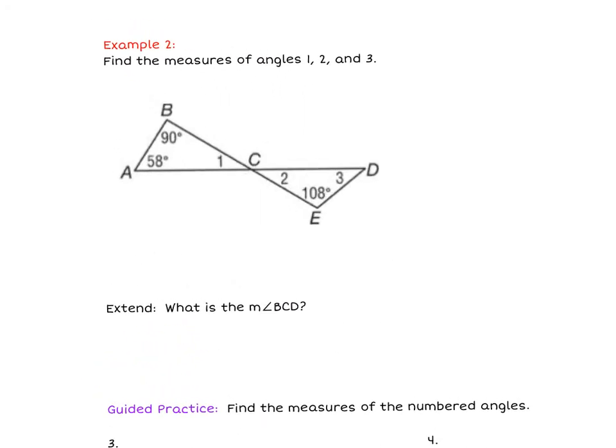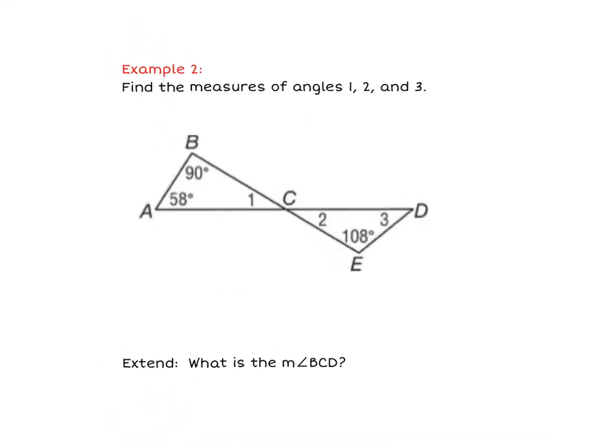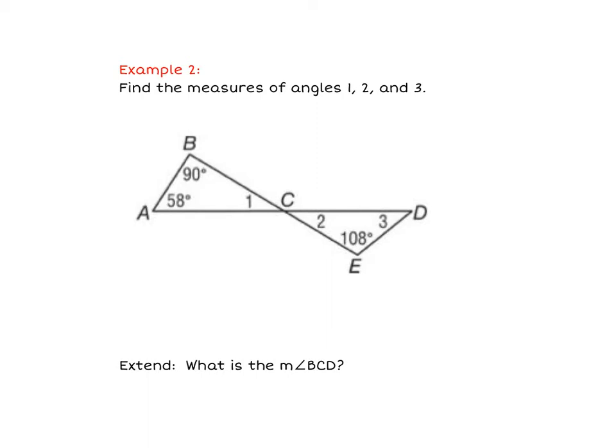Example 2. We've got a triangle that's a little more complex, or a pair of triangles that look a little more complex, but still workable. We're going to now find the measures of angles 1, 2, and 3. So let's start with number 1. So the measurement of angle 1, well, we've got 58 plus 90 plus the measure of angle 1 must equal 180.